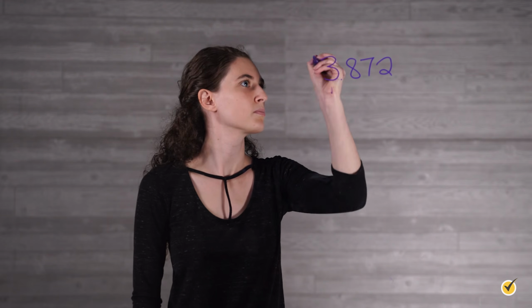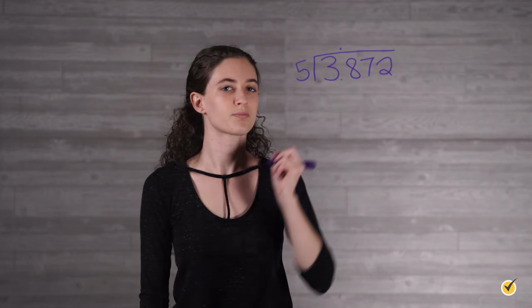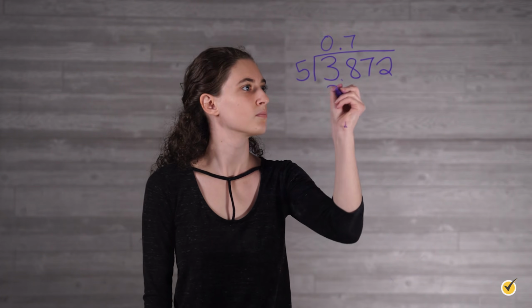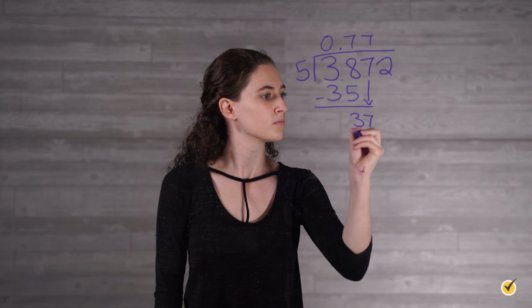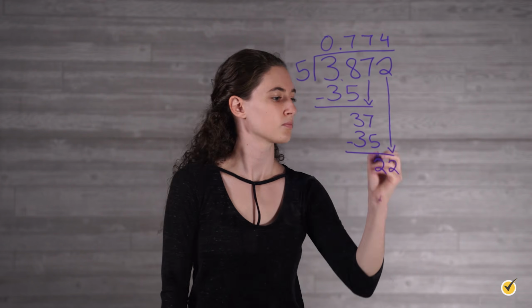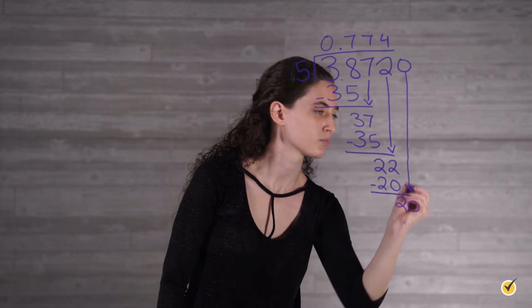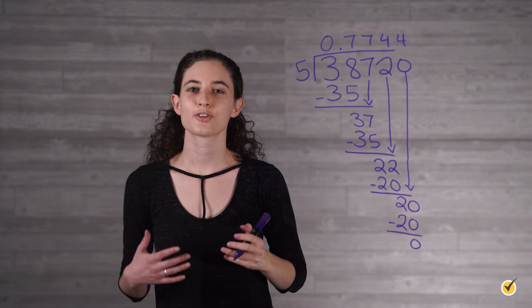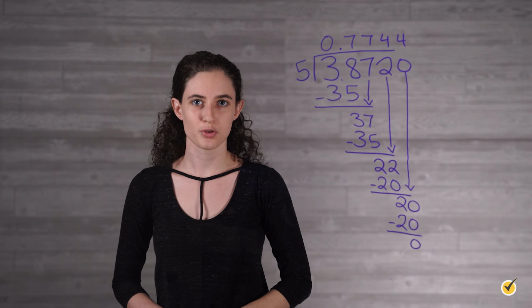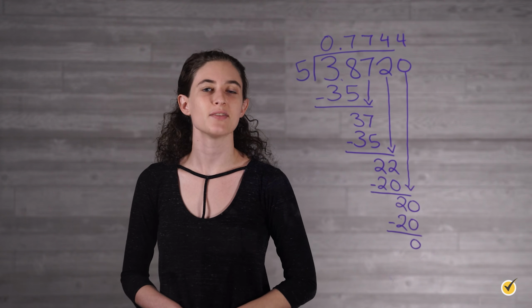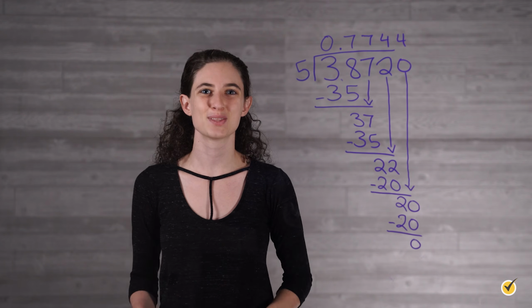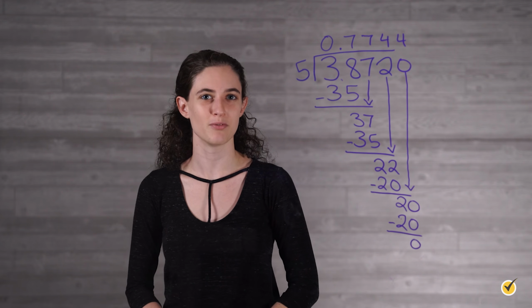Ready? I'm going to start by setting up my long division problem. Then I'll add my decimal. And finally, I'll complete the long division process. After adding an extra 0 so I wasn't left with a remainder, I got 0.7744. I hope this review of dividing a decimal by a whole number was helpful.